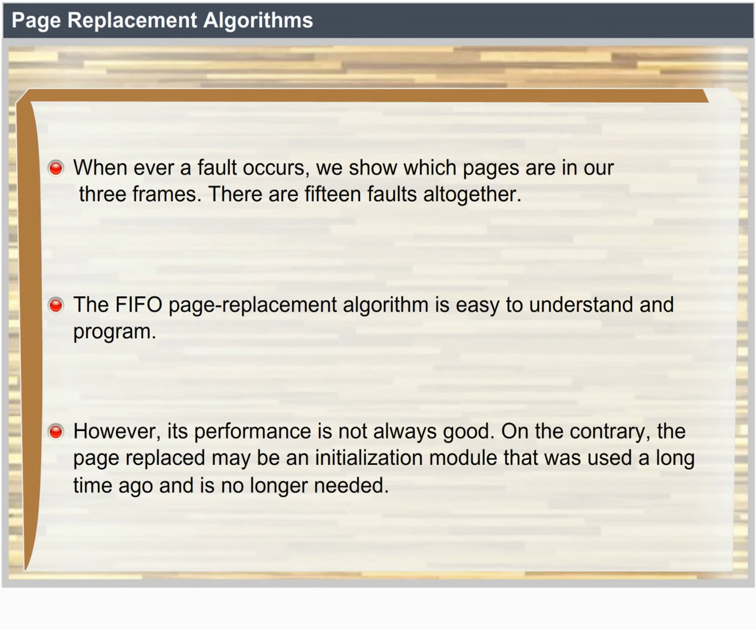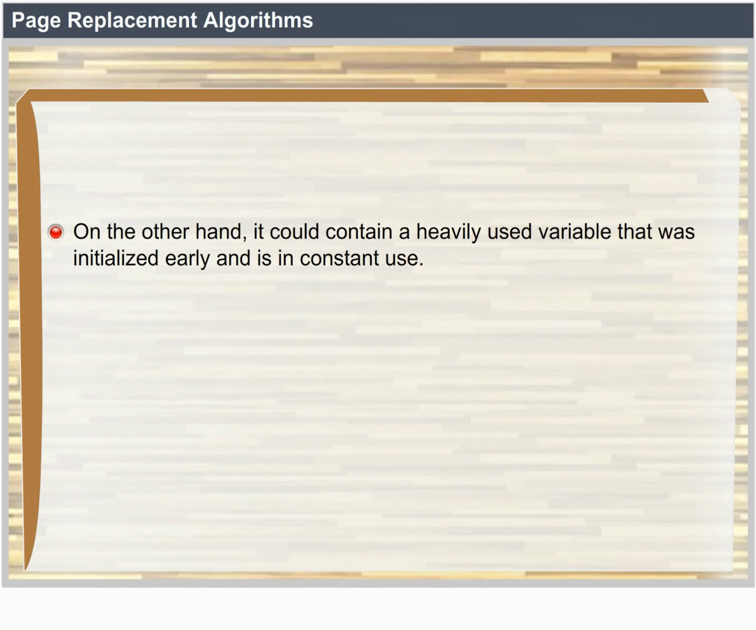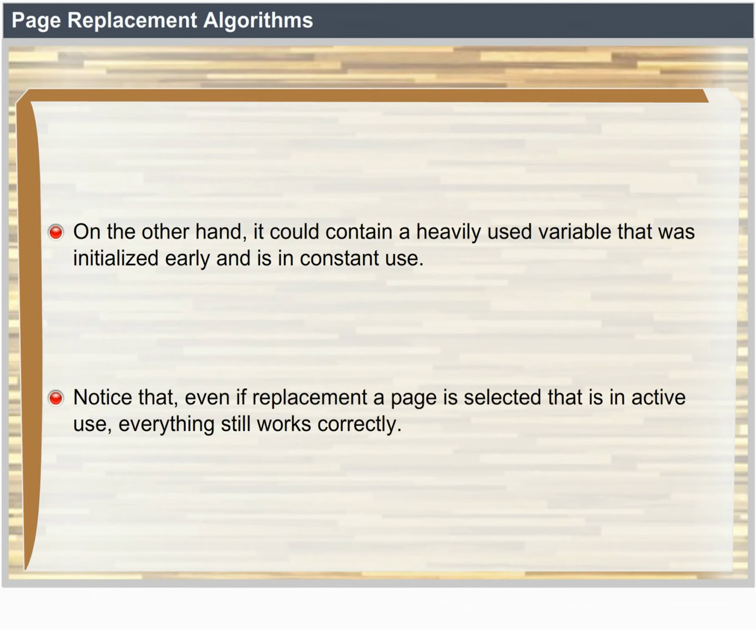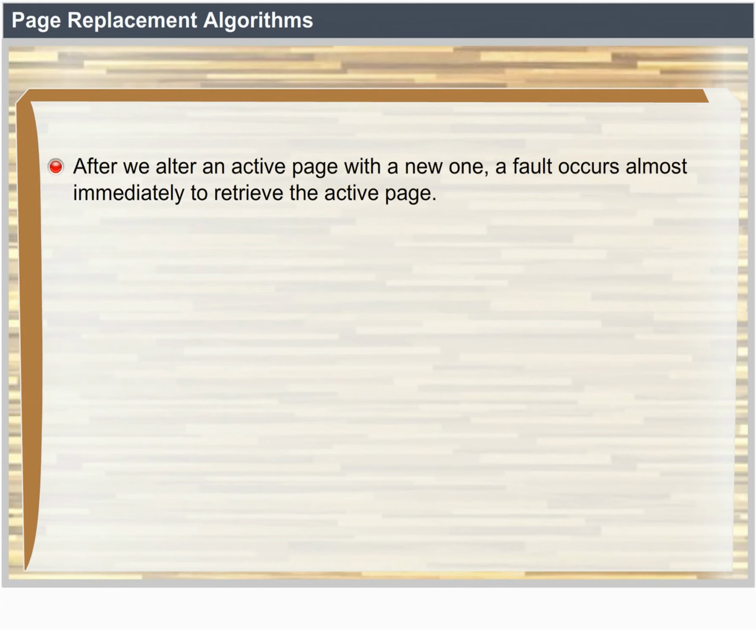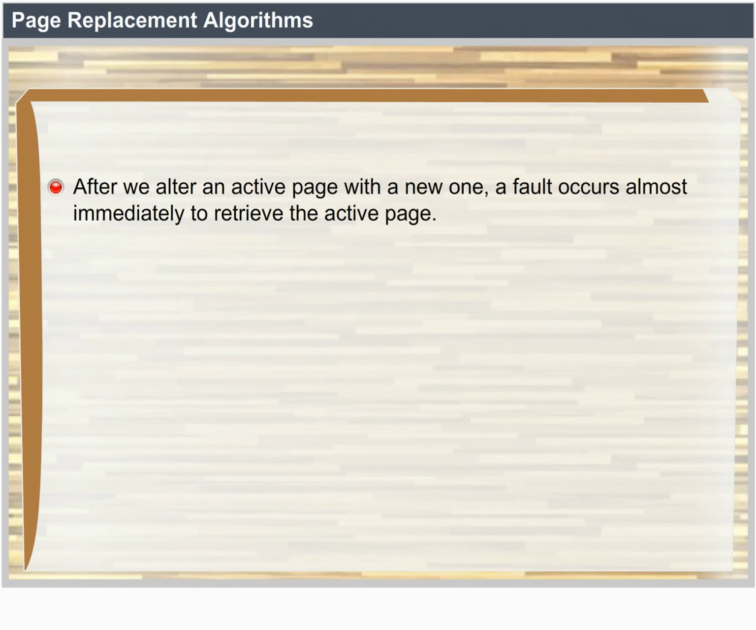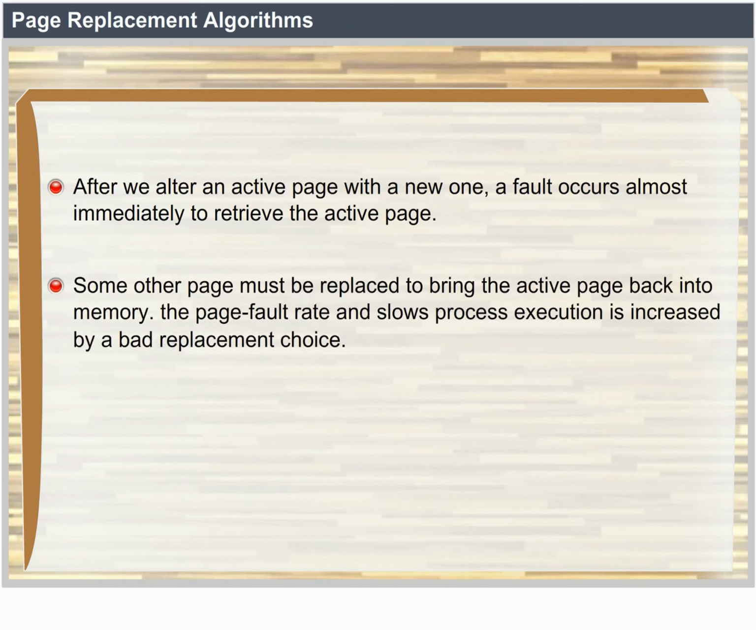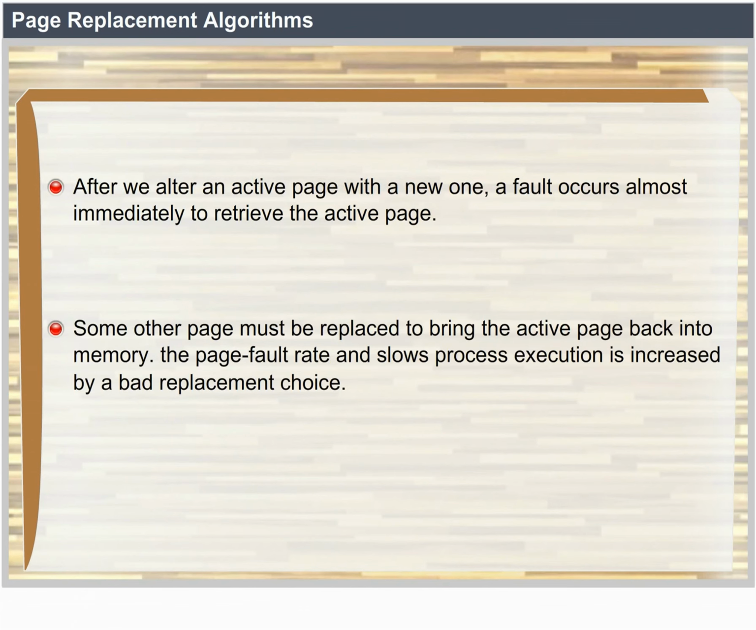On the one hand, the page replaced may be an initialization module that was used a long time ago and is no longer needed. On the other hand, it could contain a heavily used variable that was initialized early and is in constant use. Notice that even if we select for replacement a page that is in active use, everything still works correctly. After we replace an active page with a new one, a fault occurs almost immediately to retrieve the active page. Some other page must be replaced to bring the active page back into memory.